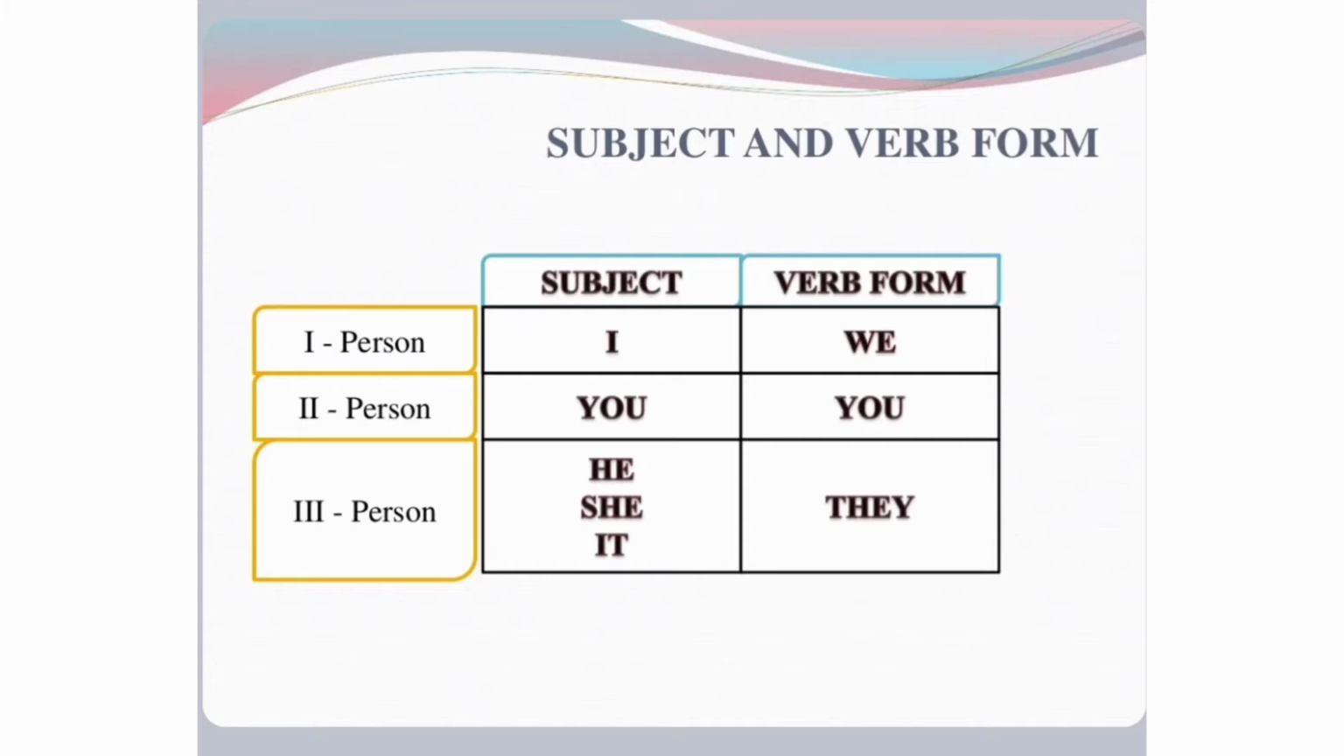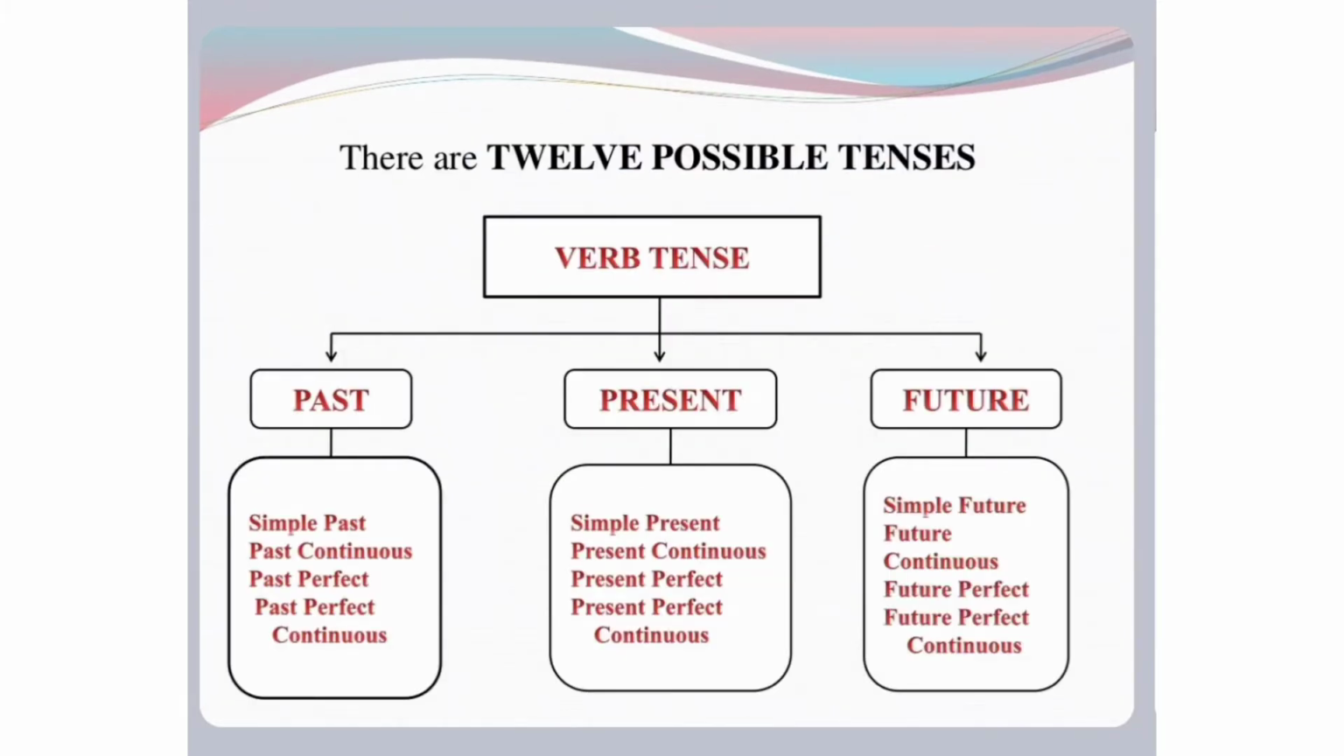And here is a list of 12 possible tenses that can be formed from the three basic types of tenses, that is present, past, and future. In the past tense, we have simple past, past continuous, past perfect, and past perfect continuous. And in the present tense, we have simple present, present continuous, present perfect, and present perfect continuous. In the future tense, simple future, future continuous, future perfect, and future perfect continuous.